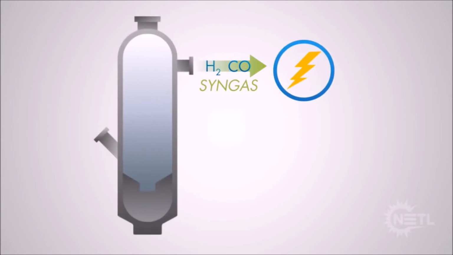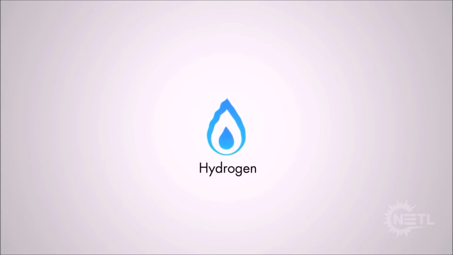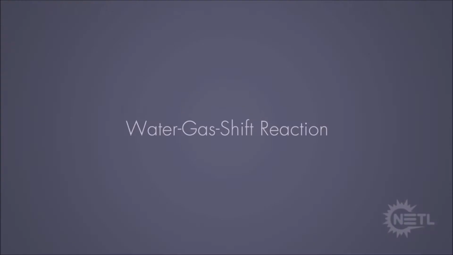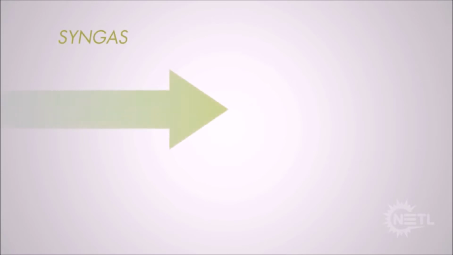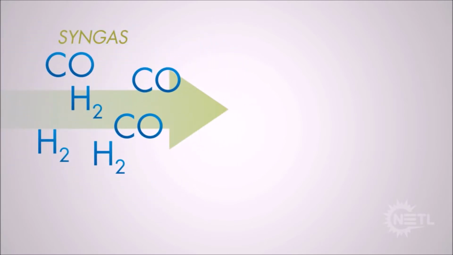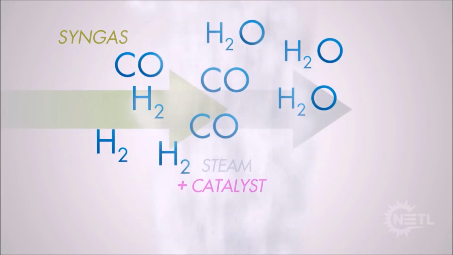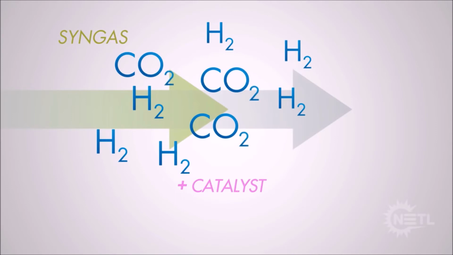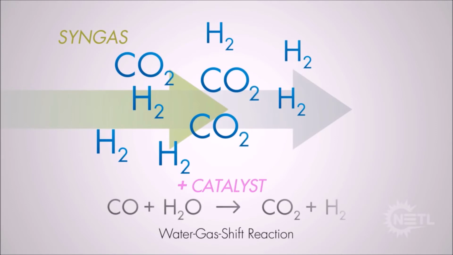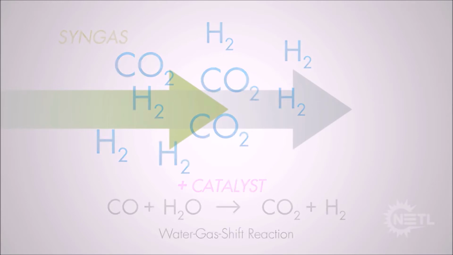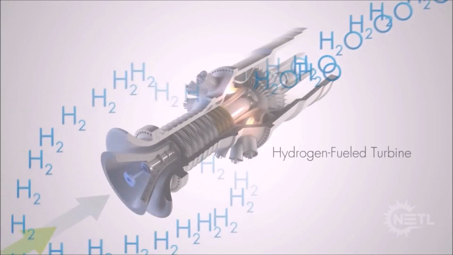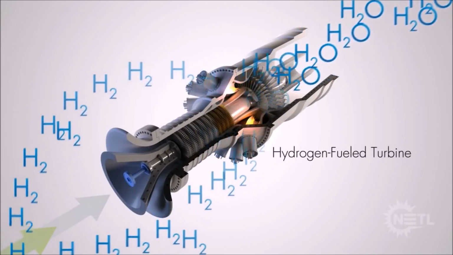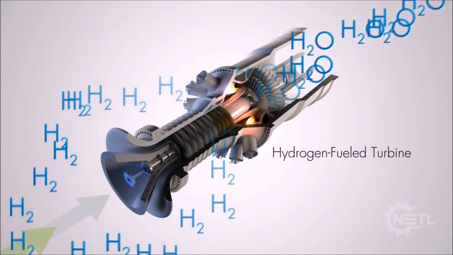To make clean energy from coal, we need hydrogen. To make more hydrogen, the water-gas shift reaction can be used to exchange each carbon monoxide molecule for a hydrogen molecule. When syngas is combined with steam and a catalyst, the water molecule gives off its oxygen atom to the carbon monoxide, turning carbon monoxide into carbon dioxide. Catalysts are used to increase the speed of chemical reactions. DOE's vision is to use hydrogen to generate electricity in a power plant with only water going up the stack. Coal can indeed be used to make clean electricity.